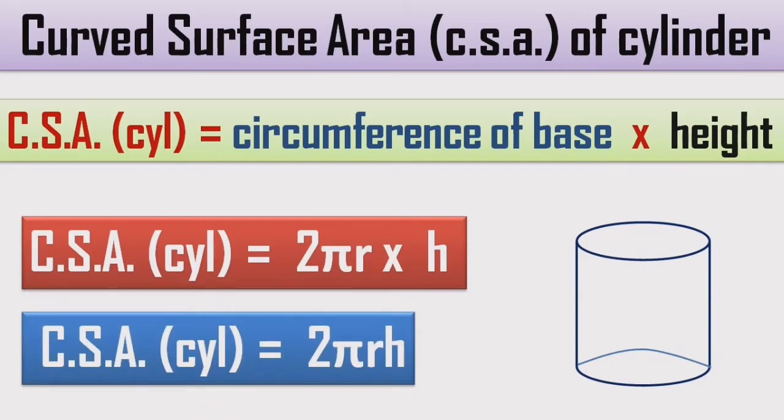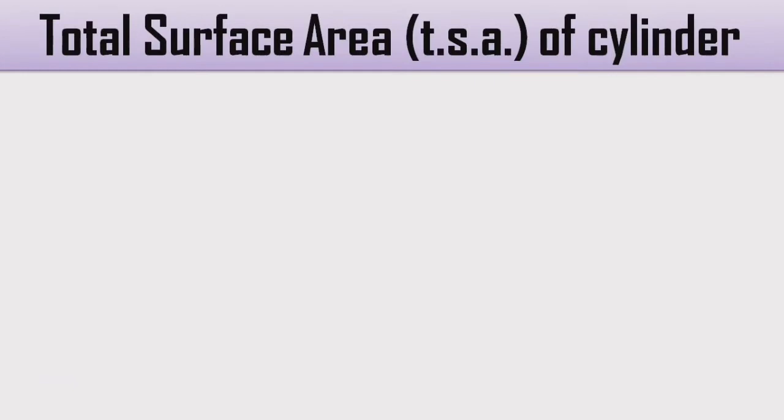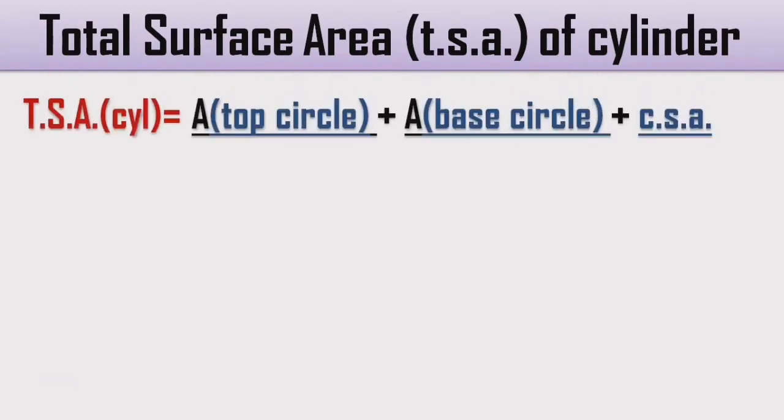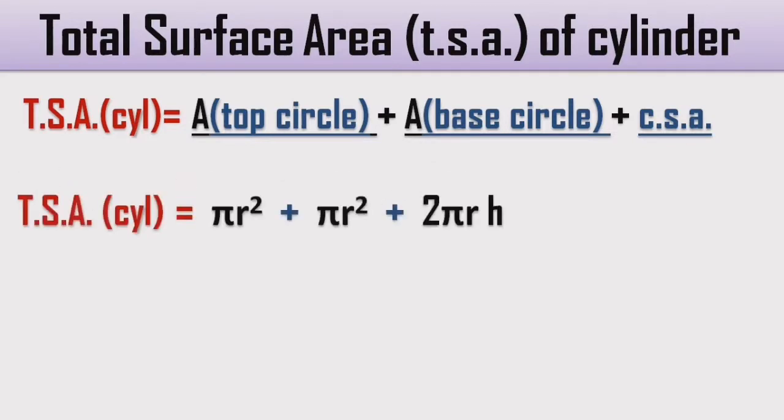Second term that we learnt is total surface area, that is TSA of a cylinder. For the TSA, we need to find the area of the top circle, then the base circle, and then the CSA. We have to add them together. Now we already know that the area of a circle is nothing but pi r square. So pi r square plus pi r square, and we know CSA is nothing but 2 pi rh.